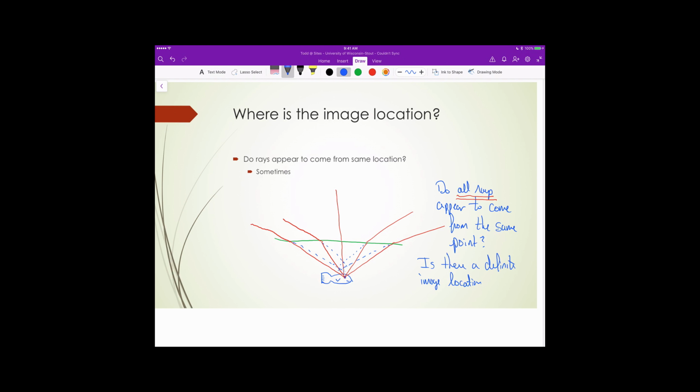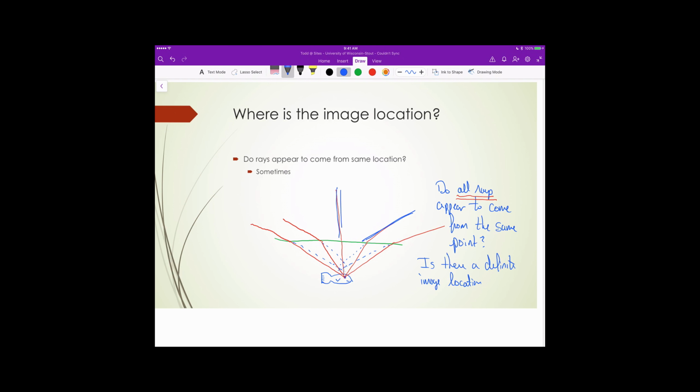In order to figure out where the image is located, it comes down to tracing the rays back, the rays that are emerging into air, and seeing where it looks like they came from. So one of the first questions we need to ask is, do all of those rays appear to come from the same location? If they do, then everybody will agree that the image is located in the same place. Now, as it turns out, the location of that image does change depending on what sort of angle you're looking down into the water at.